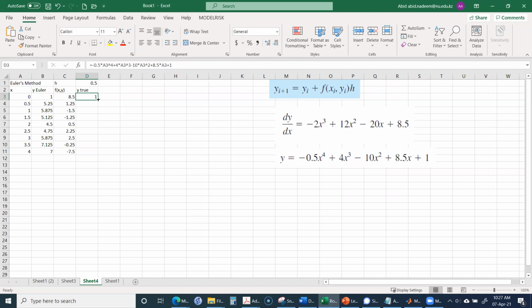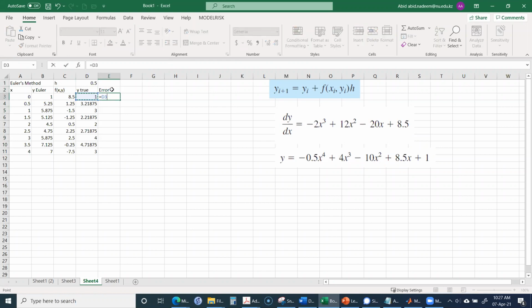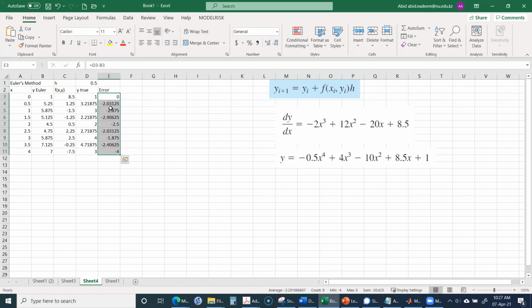And then similarly, I can calculate it for all the values of x, and this is y true. So the error is the true value minus the values calculated by the Euler's method. For the first one it is 0, because that is the initial point. For the second one it was minus 2.01, and then minus 2.8, and so on.